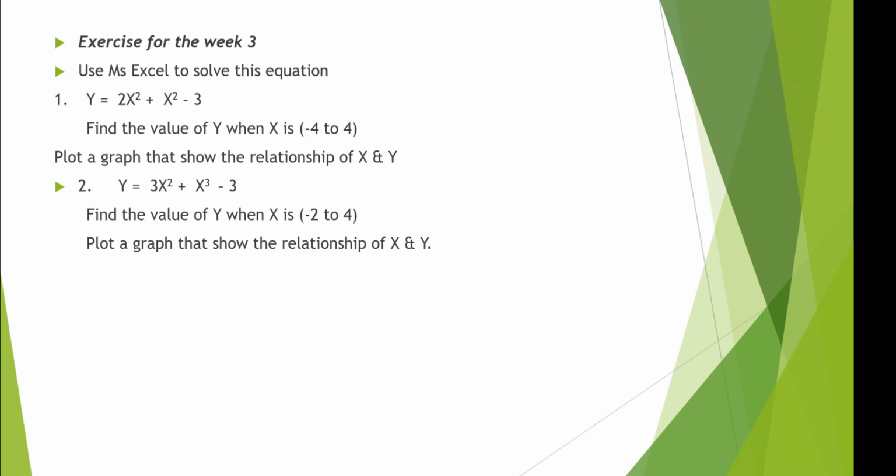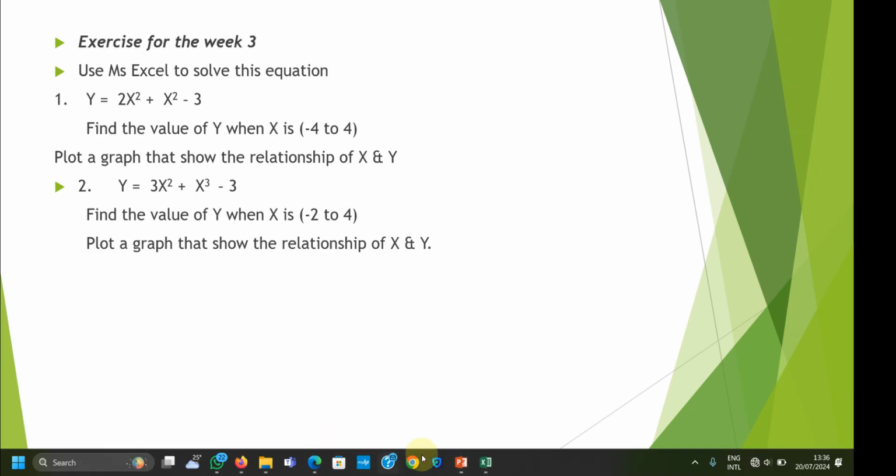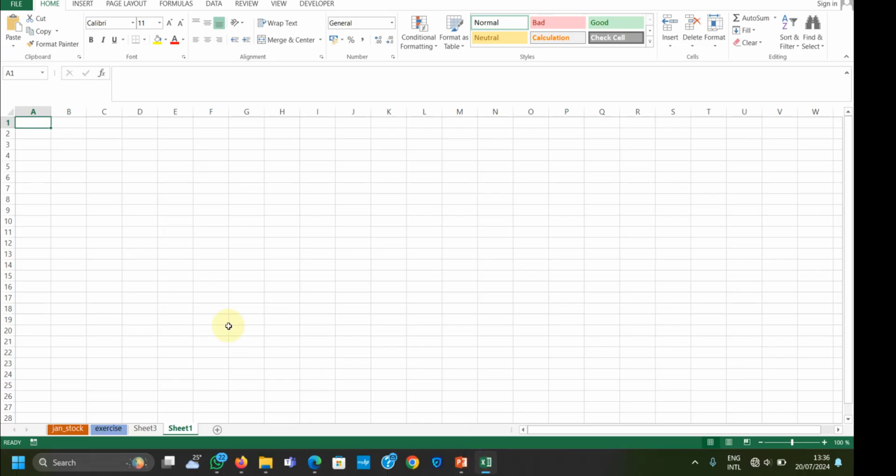The second one is y is equal to 3x squared plus x raised to cube minus 3, for a range of values from minus 2 to plus 4. So let's go do that now, guys. Let's go back to our Excel.